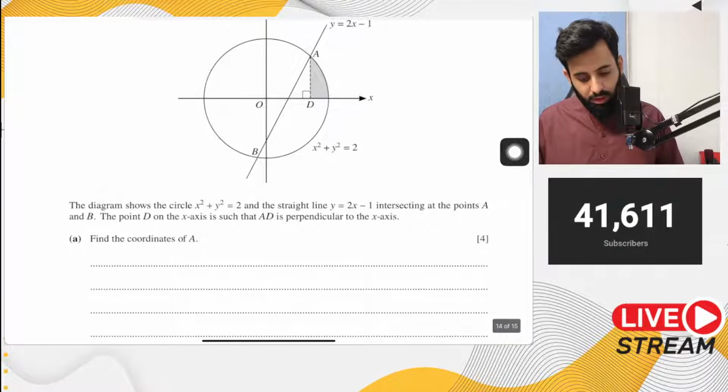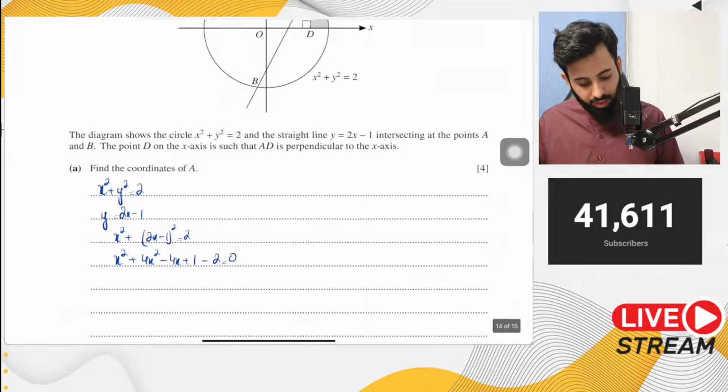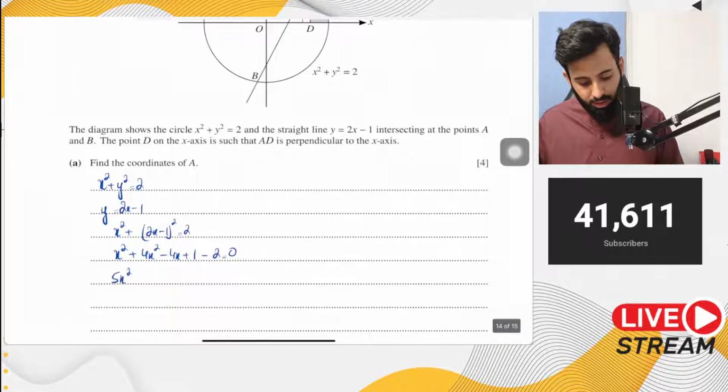So one equation is x square plus y square equals 2, and the other equation is y equals 2x minus 1. So we plug in the equation of the line into the equation of the circle. So (2x minus 1) whole squared equals 2. So we have x squared plus 4x squared. Please do not forget to use the identity. That's not expected from A-level students. So x squared plus 4x squared is 5x squared minus 4x minus 1 equals 0.